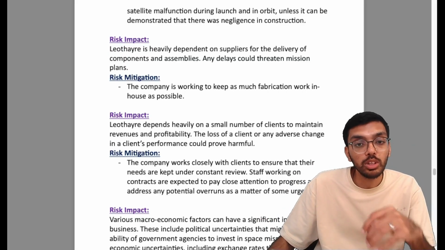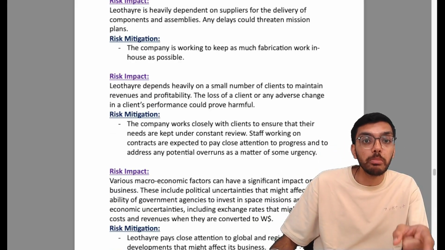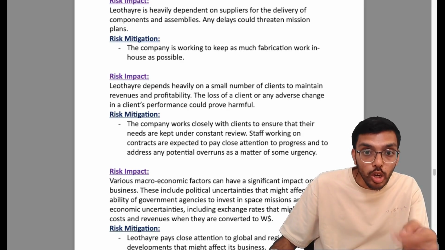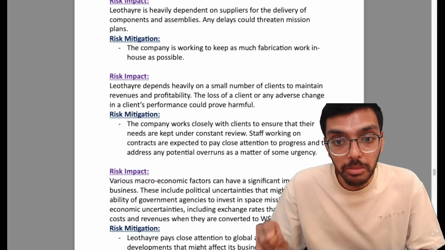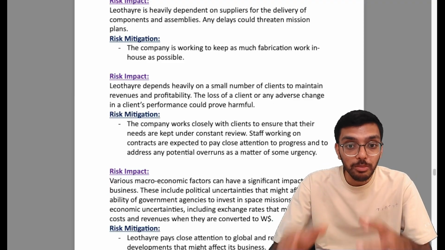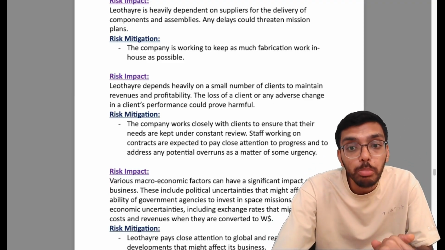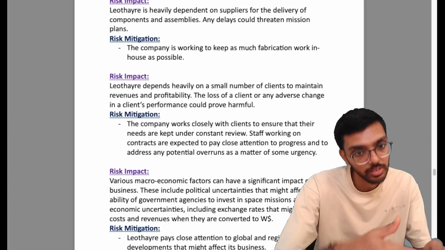Fifth, Leothayre depends heavily on a small number of clients to maintain revenue and profitability. The loss of clients or any adverse change in client performance could prove harmful. We have a marketing department specifically. So staff are working on contracts and expected to pay close attention to progress. Keep a good relationship with your clients.